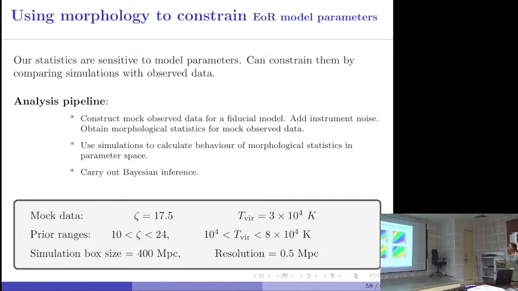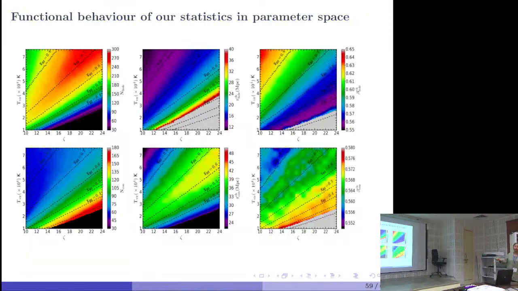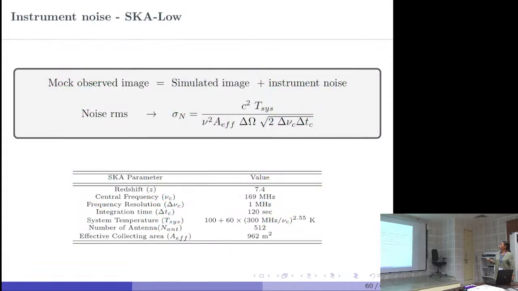Okay. You have got the idea of how it is done, so I can skip this. To the simulation, we add instrumental noise for SKA Low. You know more about this than me. We simulate the image and we add instrument noise for the different parameters. Various factors enter into the noise. These are the different values that we have chosen for this study.